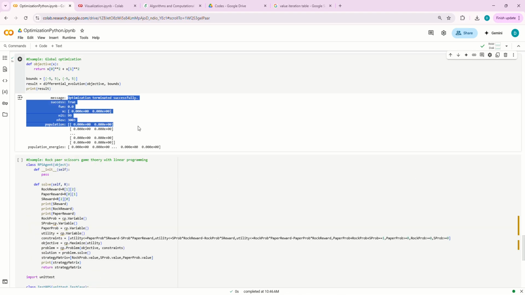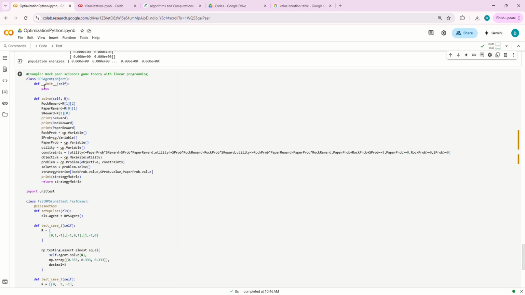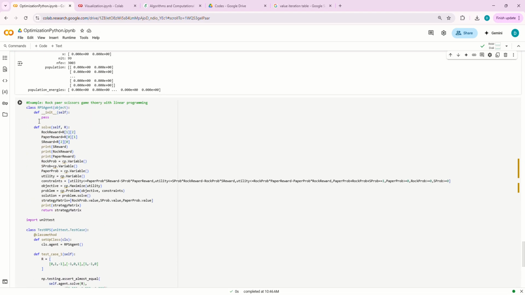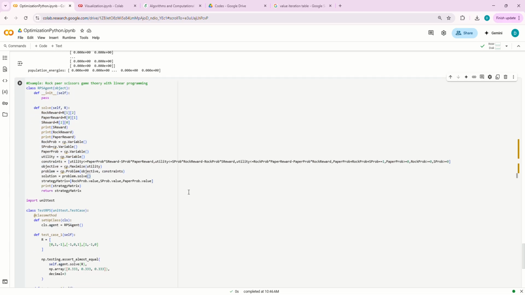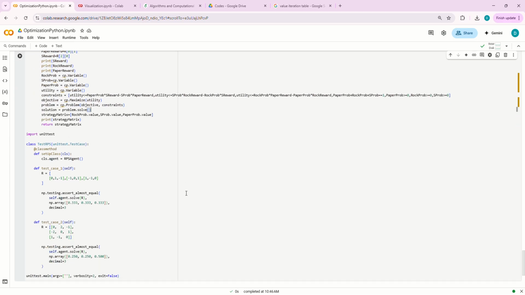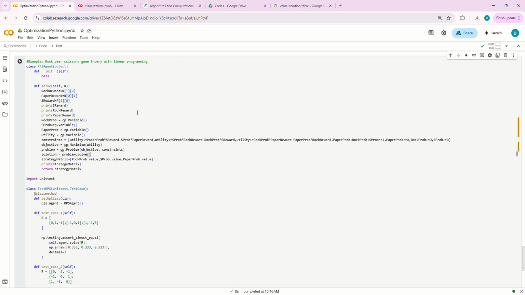So here's global optimization. Now you have no constraints. You're finding the optimal parameters without any constraints, but with bounds on your initial parameters. And here, this is another example of optimization, kind of with game theory, showing you how you can use optimization to basically solve a linear program that solves rock, paper, scissors.